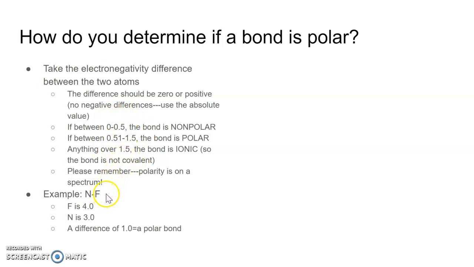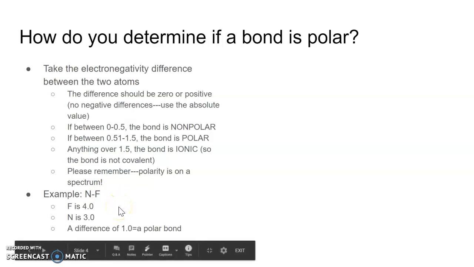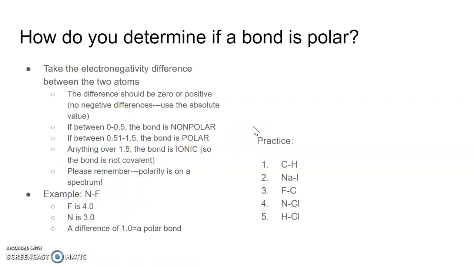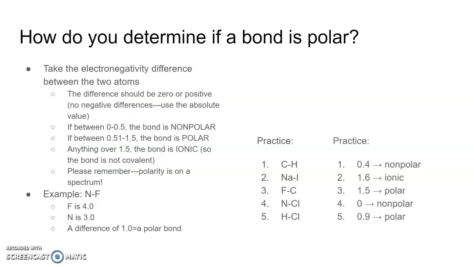Let's just do a quick example. So if I'm looking at nitrogen bonded to fluorine, well, if I look at my periodic table, I see fluorine's 4, nitrogen's 3. So we get this difference of 1. Well, that falls into our polar bond category. So just for some practice, I'd pause this right here. See if you can go through and categorize each of these different bonds. All right. So I gave what the difference in electronegativity is and then what each of those would be considered according to the values that I presented over here.